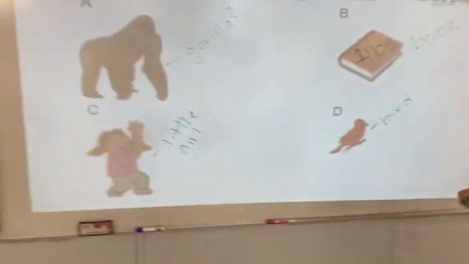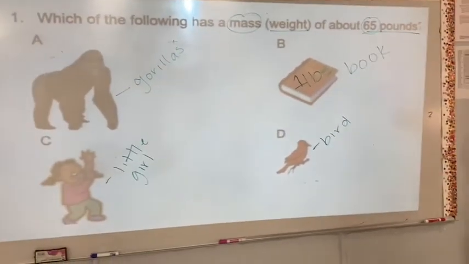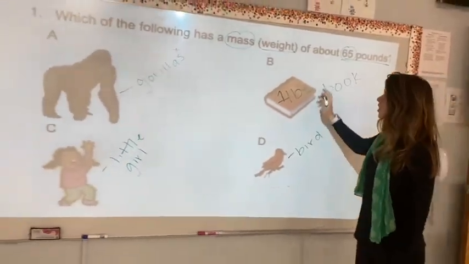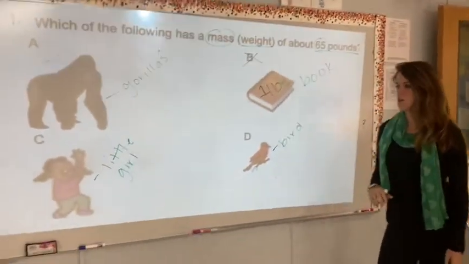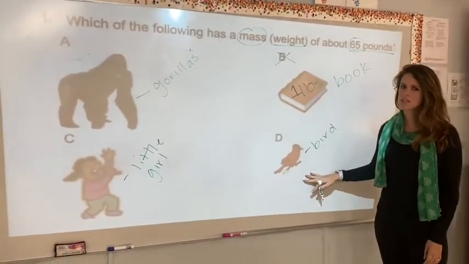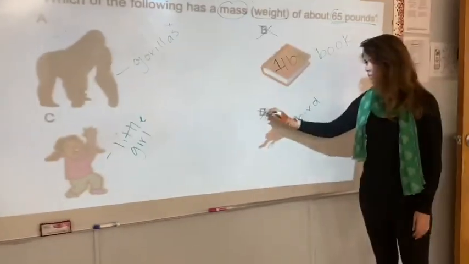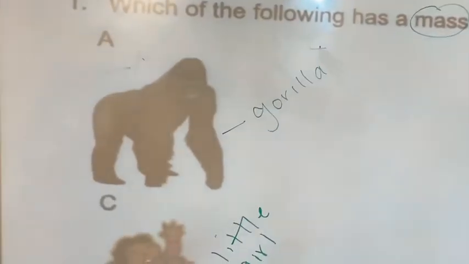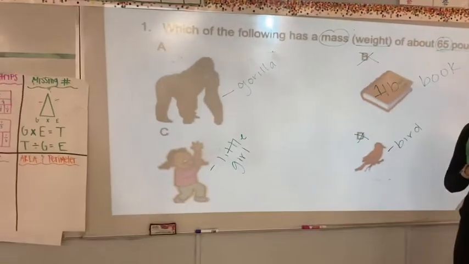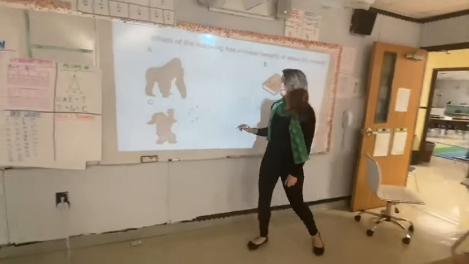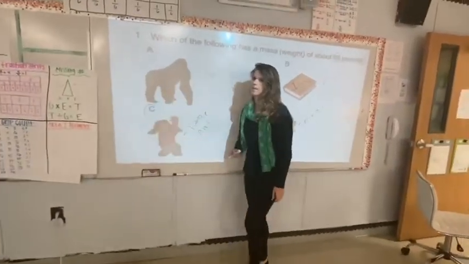All right. So, which of the following has a mass of about 65 pounds? We've already said that a book is probably not 65 pounds. It's about 1 pound. 65 pounds would be a lot. So, is a bird going to be 65 pounds? No. So now we're between a gorilla or a little girl. All right. So which of these will be about 65 pounds? Guys, a little girl is going to be about 65 pounds.